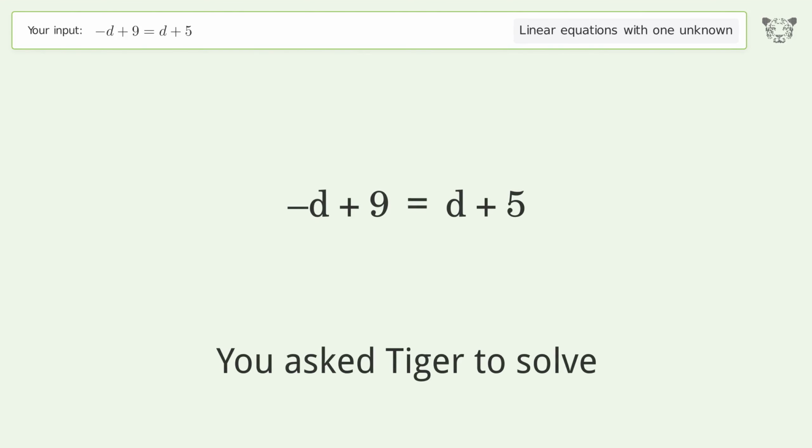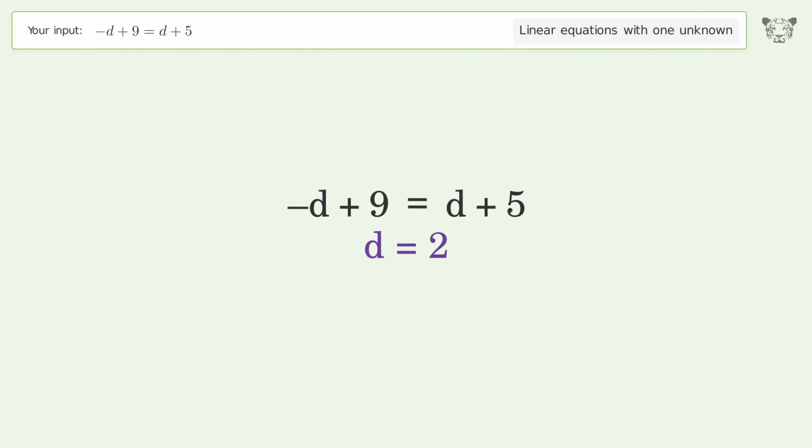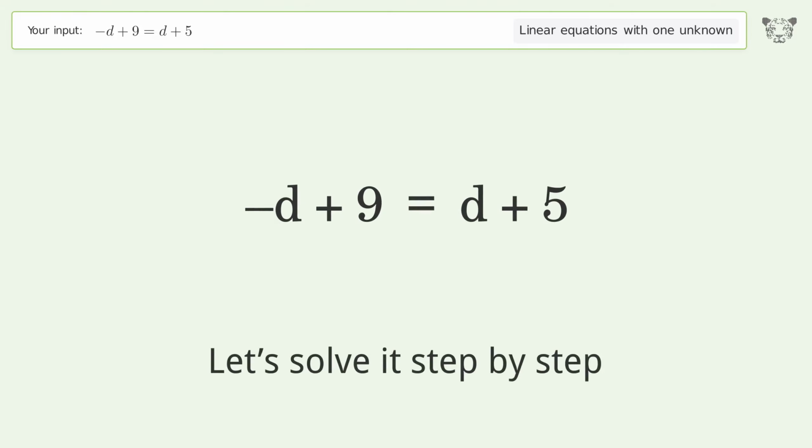You ask Tiger to solve. This deals with linear equations with one unknown. The final result is d equals 2. Let's solve it step by step.